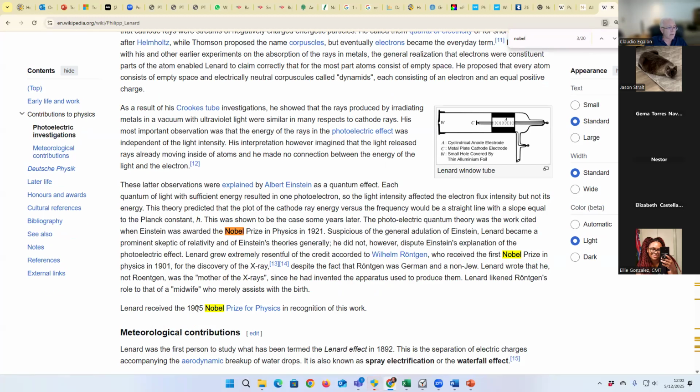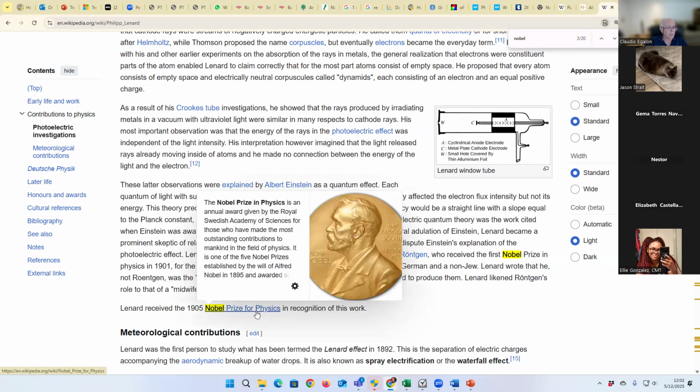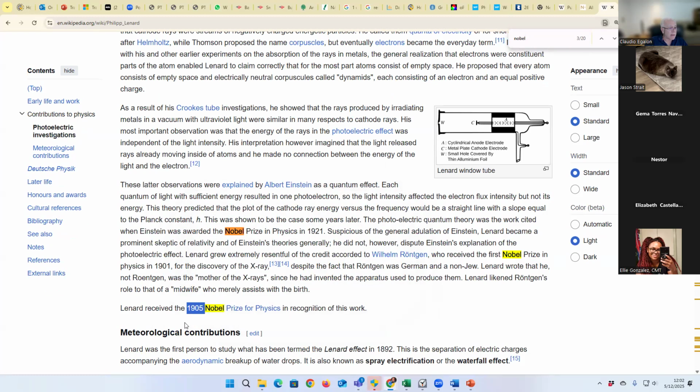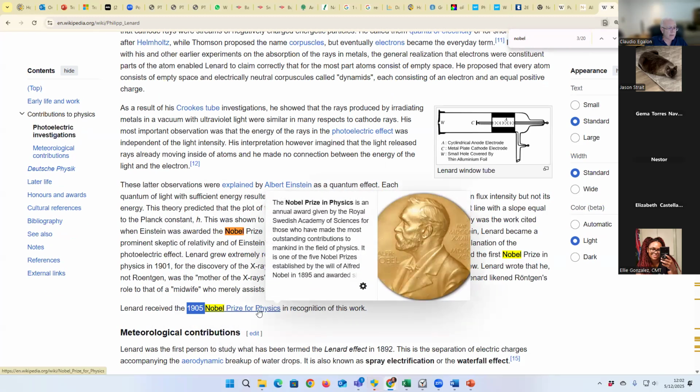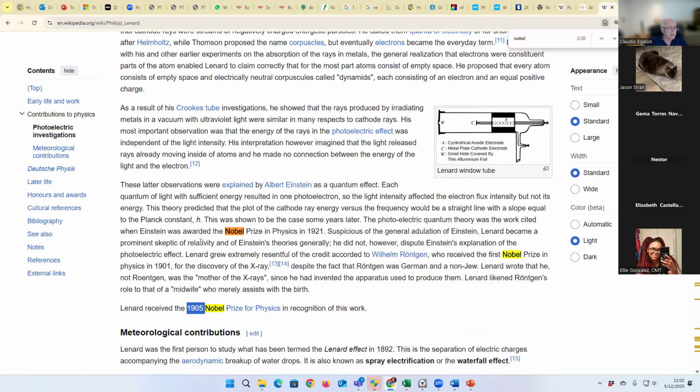Leonard received the 1905 Nobel Prize in Physics, okay? For recognition of this work. So he won in 1905, Einstein won in 1921. And this guy would reject all the theories from Einstein just because he was Jewish.